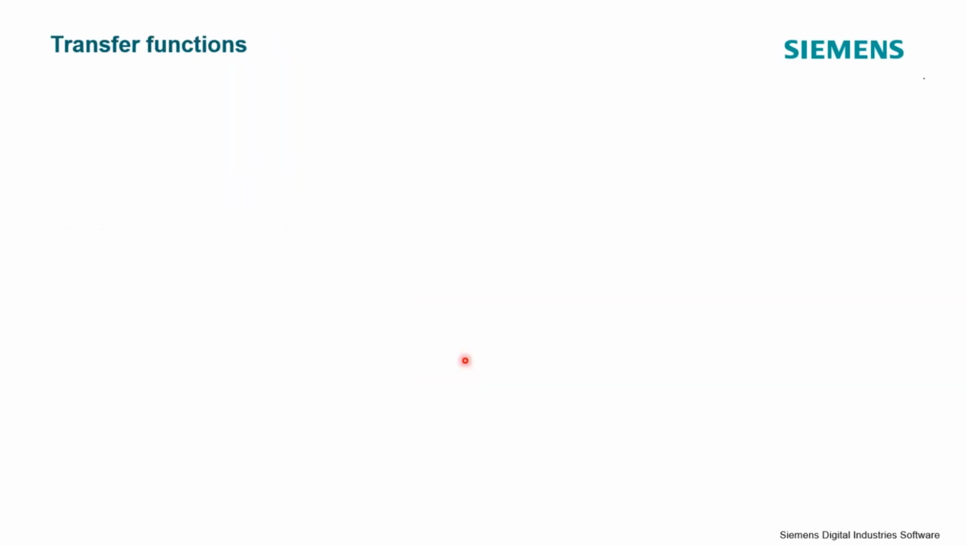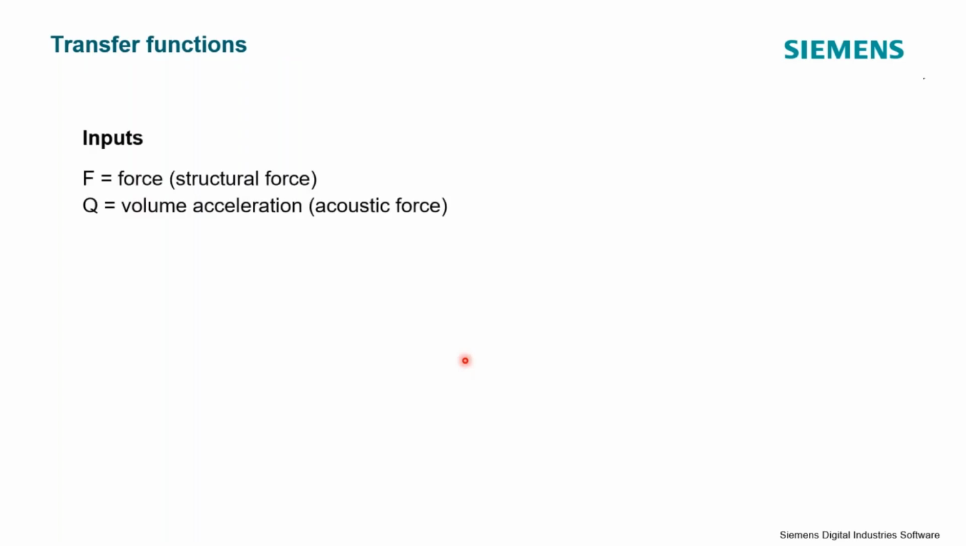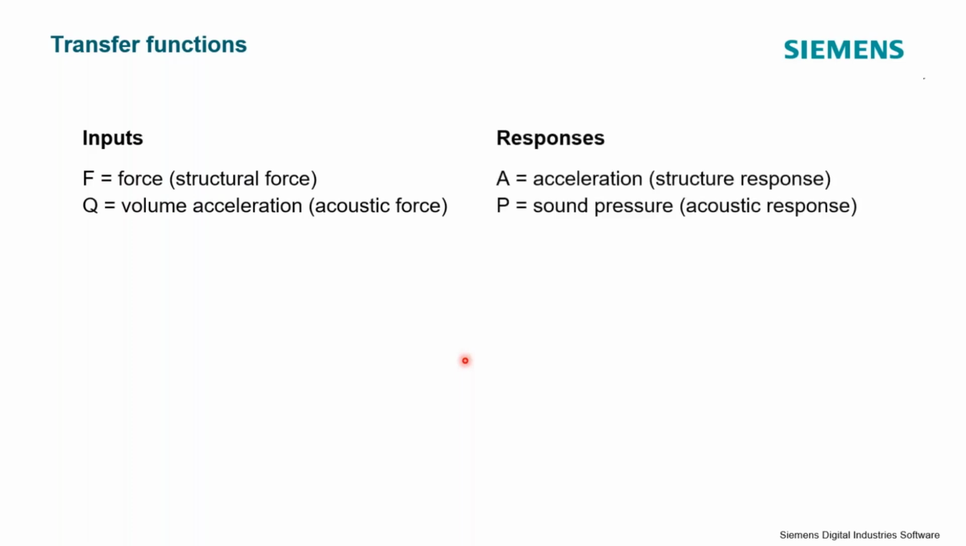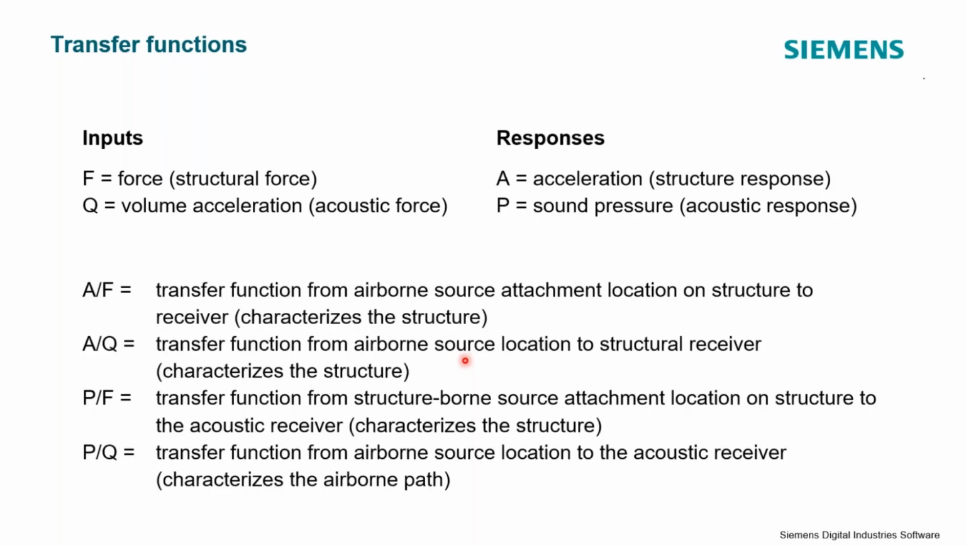However, if we have a Q source, like we're talking about today, we can measure some really interesting things. So again, our inputs are forces and acoustic forces, or F and Q, and our responses are acceleration and sound pressure, or A's and P's. So using these four letters for our two inputs and two outputs, we can come up with four different types of transfer functions. A over F, we've talked about that. That's an acceleration per unit force. Real typical impact hammer measurement or a shaker.